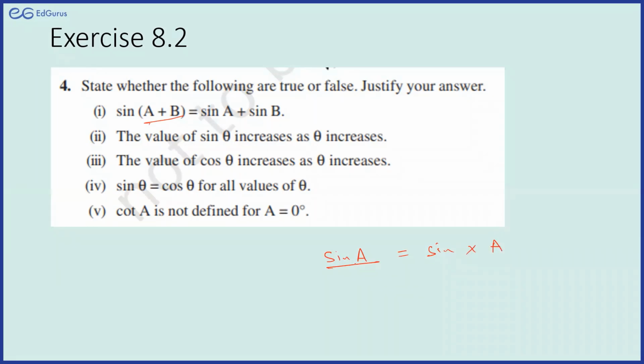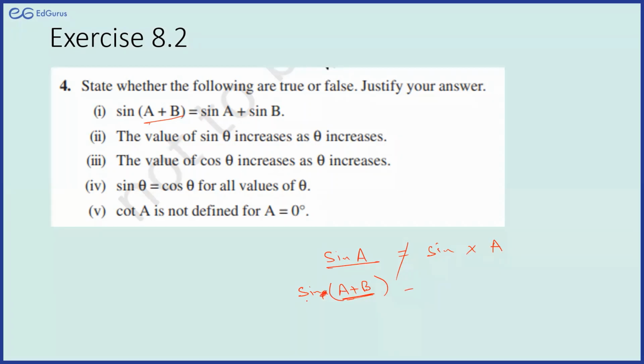Sine A does not mean sine multiplied by A. So sine (A plus B), I'm putting brackets because I'm writing an expression here. A plus B is some angle. Maybe A is 15 and B is 20. So instead of writing sine 35, I have written 15 plus 20. But that does not mean that this is multiplying.